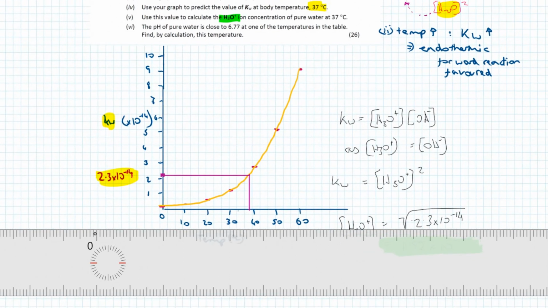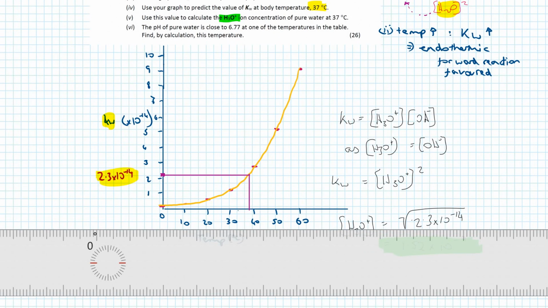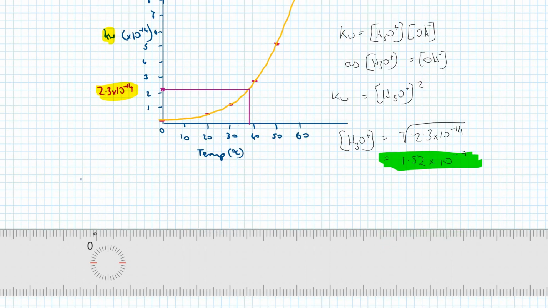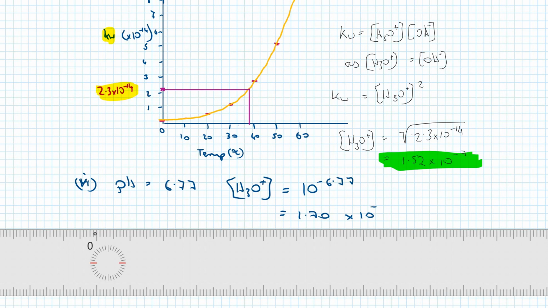The pH of water is close to 6.77 at one of the temperatures in this table. Find by calculation this temperature. Okay, so we need to use the calculator again here. You're told the pH is 6.77. So this is part 6. pH equals 6.77. Therefore H3O plus equals 10 to the minus 6.77, which is equal to 1.70 by 10 to the minus 7. You get a result of 1.69824, so we'll just round it up there. You can keep that result stored because that's what H3O plus is.